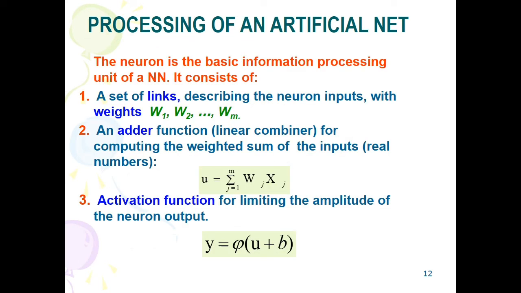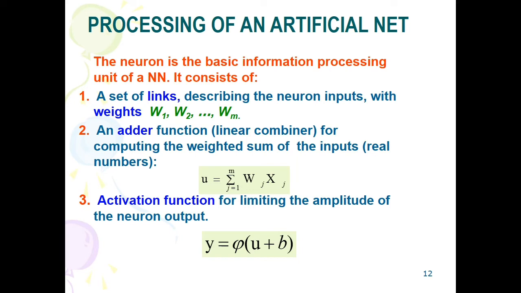Now the processing of an artificial neural network. The basic structure is the neuron. It is the basic information processing unit of a neural network. It is composed of a number of weights and a number of inputs. The first part is a set of links which describe the neuron inputs with weights w1 up to wm, m being the maximum value, and then the adder function. We have the inputs, so what kind of action is to be performed? That will be the adder function. It is a linear combination for calculating the weighted sum of the inputs with real numbers. It is given by the formula.